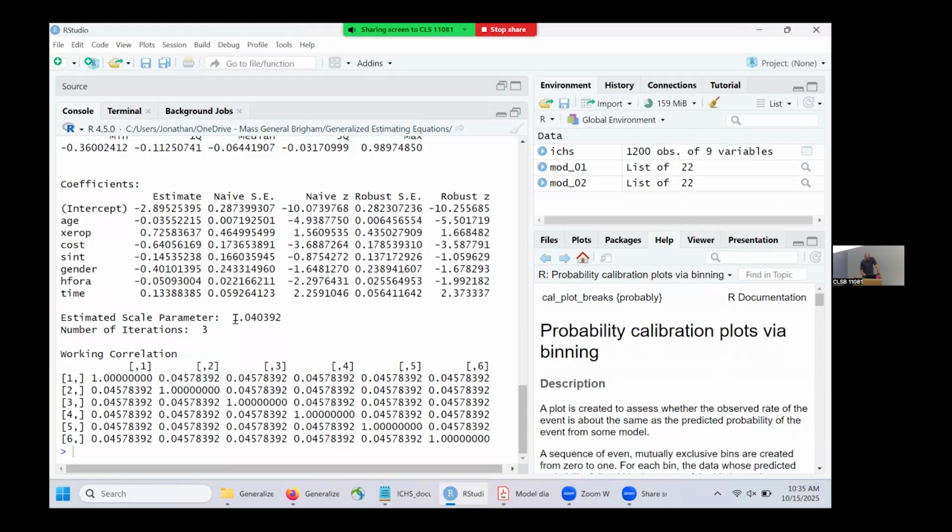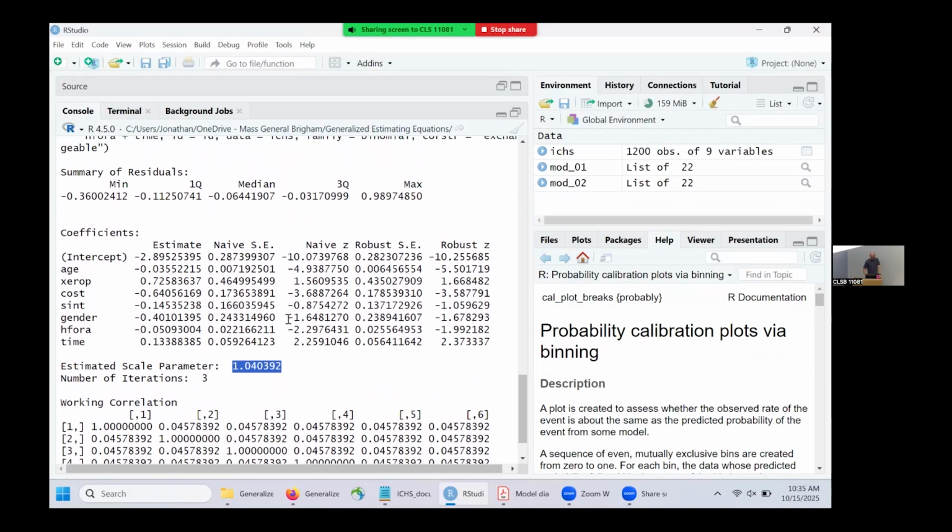We're also getting an estimated scale parameter. This is what I was referring to as phi. It's our dispersion parameter for the Bernoulli distribution. If we were not using a quasi-likelihood, phi would be equal to 1. Using the standard likelihood is equivalent to setting phi equal to 1. And we can see that the estimated phi is actually not very far from 1, so there's not really that much over dispersion here.